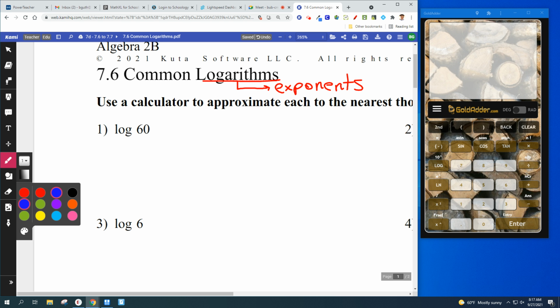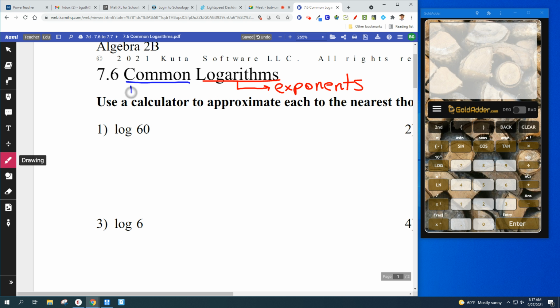Base 10 is the one that happens the most, I guess. It happens so frequently that they call it common. When you look at problem number 1, it says use a calculator to approximate each to the nearest thousandth. When it says just log, it means log base 10. We don't need to write that 10 in there, but that's what it is.